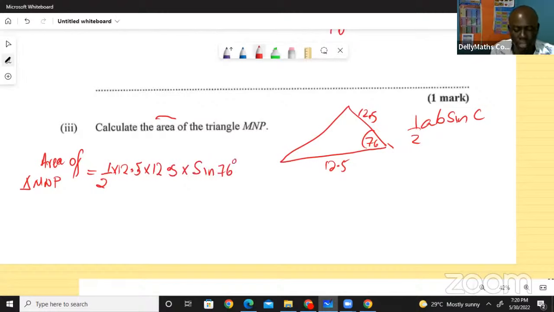Just get used to that formula. It's going to be very helpful at times. So 12.5 times 12.5, half of that, and then you multiply that by the sine of 76 degrees. Make sure that the calculator is in degrees, and you would have gotten the area. The area of that triangle is 75.8. I think it was centimeter. I'm going to go back to look.